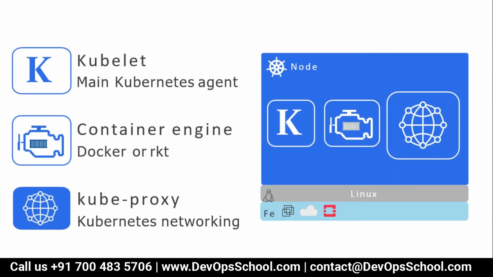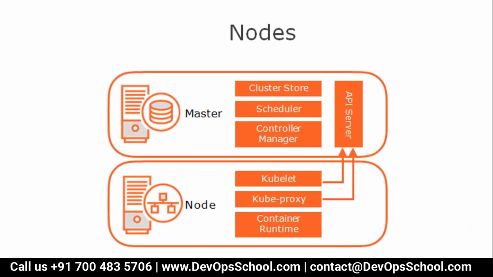Okay, so in a nutshell, the worker node has three important components: kubelet, container engine, and kubeproxy. Kubelet is the main Kubernetes agent. The container engine is what can create a container; it can be Docker or Rocket. Kubeproxy is the Kubernetes networking service. So altogether, this is the Kubernetes architecture. We have a master node with 4 components and a worker node with 3 components. All these components we have discussed, and who is talking to which one we have also discussed and shown you.